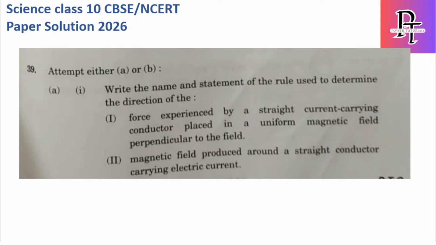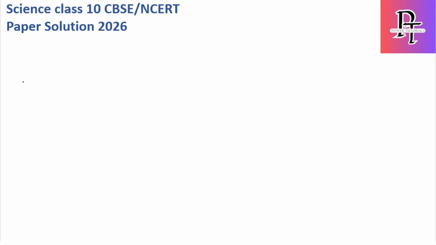The 39th question is related to magnetic effects, not electricity; we're going to discuss the magnetic properties. Let's solve question A first. Write the name and statement of the rule used to determine the direction of force experienced by a straight current-carrying conductor in a uniform magnetic field perpendicular to the field. For this answer we have to use Fleming's left hand rule.